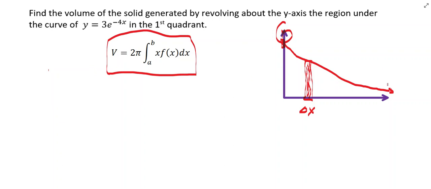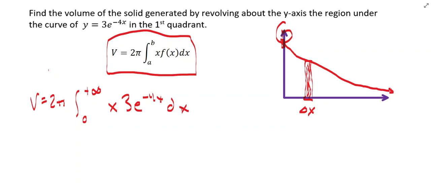Now, because this is going out infinitely far, there is no right bound. The left bound is 0, but there is no right bound. So when we actually create this integral, we're going to have volume is equal to 2 pi times the integral from 0 to positive infinity. The upper bound is infinite. And we will have x, and then our function f of x is 3e to the negative 4x dx. So that is our integral that we need to work with.